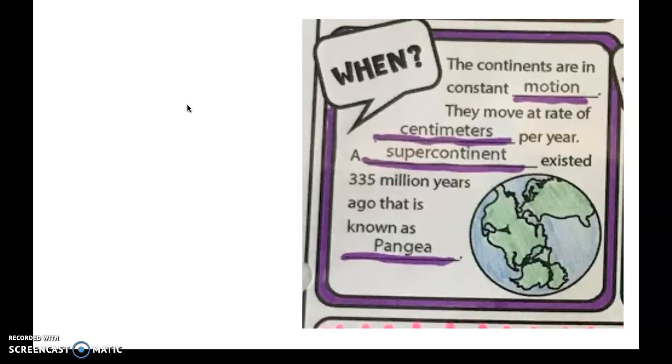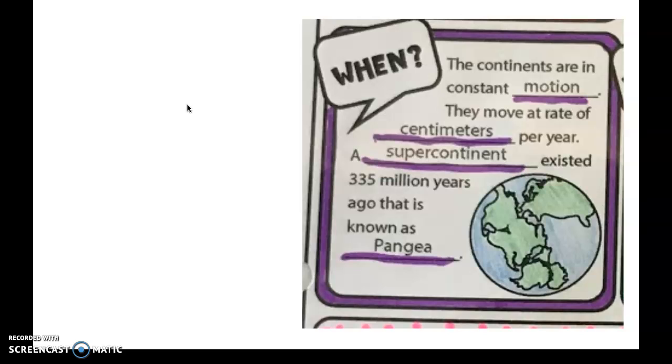At one point, 335 million years ago, there was what we call a supercontinent. The land that we know, like Africa and Europe and Asia and Australia and North America and South America, were all stuck together in one giant supercontinent called Pangaea. This was 335 million years ago, so a really long time ago.